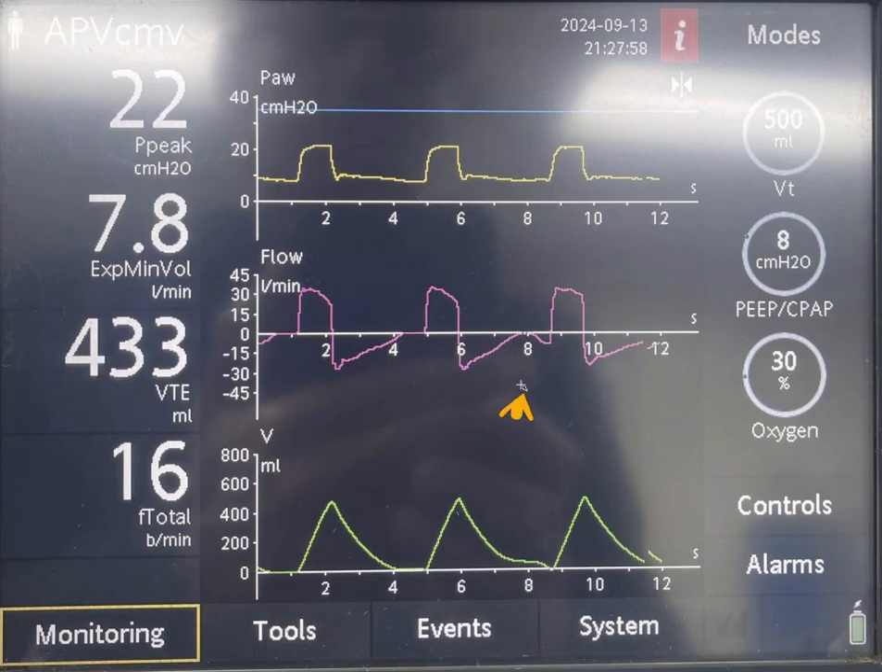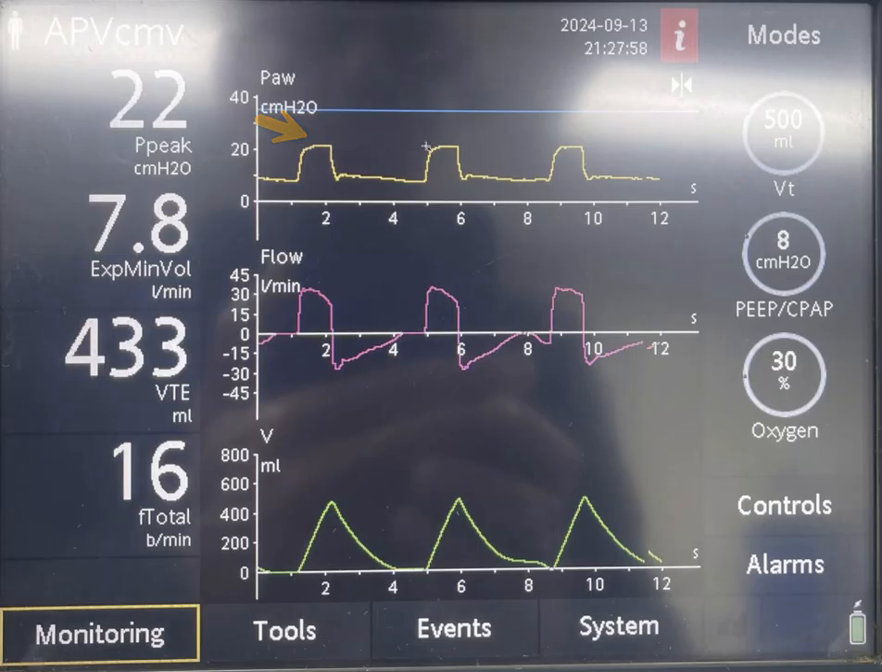We're going to explain why we have this indentation in the expiratory flow. But first, this is A/C CMV mode of ventilation, which is pressure regulated volume control. The targeted tidal volume is 500 ml. The machine will utilize pressure to deliver that tidal volume.